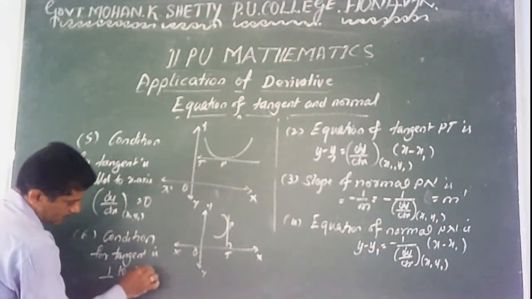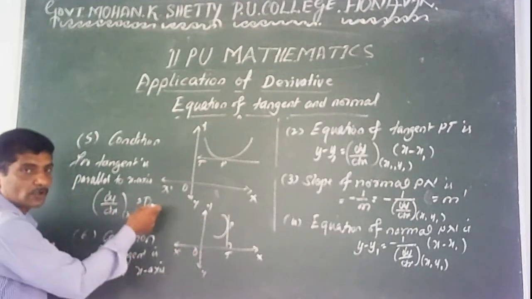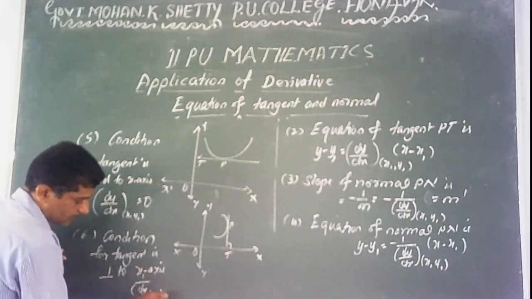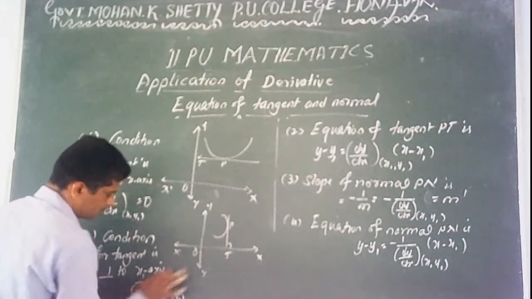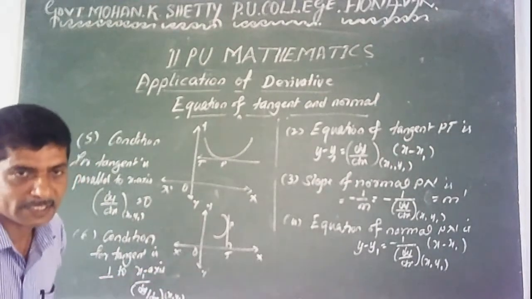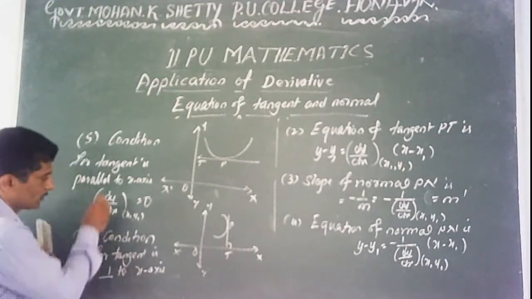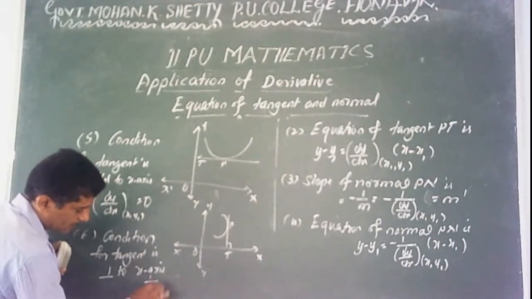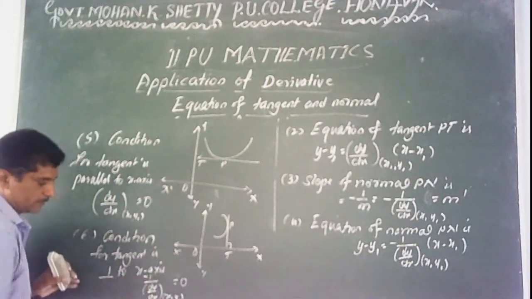The tangent is perpendicular to the x-axis or parallel to the y-axis. Then you say that the slope is not defined. Slope means 1 divided by dy upon dx. Numerator is not equal to 0, denominator 0, so it is not defined. You can say that slope is not defined means 1 divided by dy upon dx is equal to 0, or the reciprocal at the point x1 comma y1 is equal to 0.